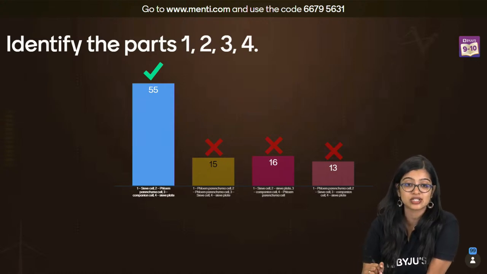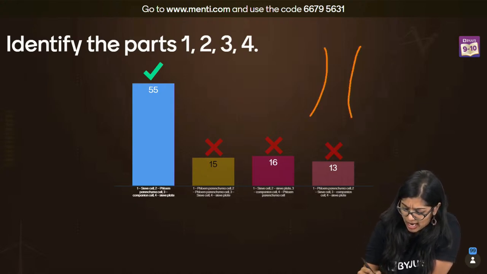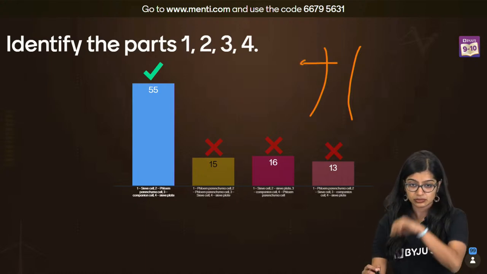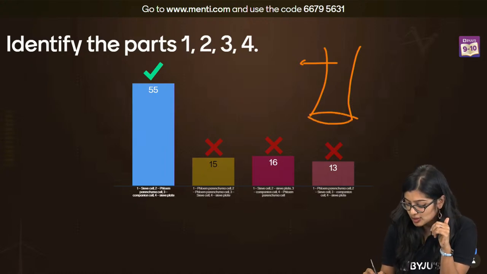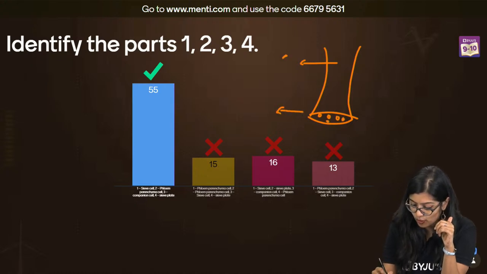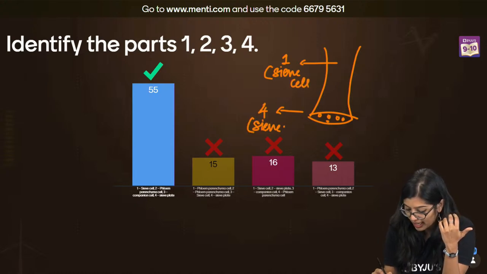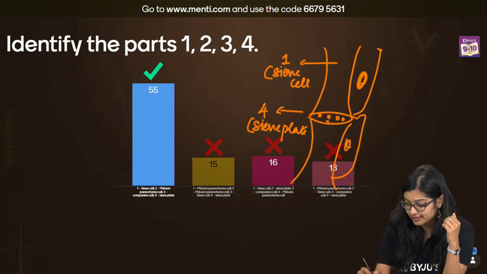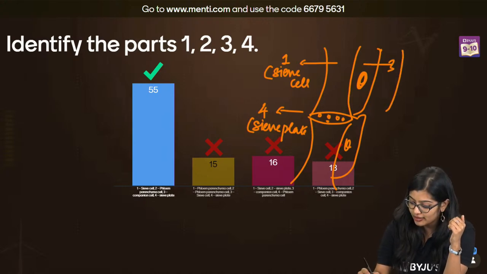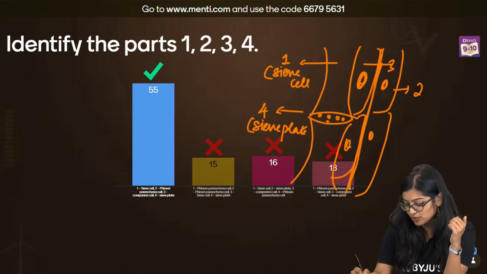No problem. This was your phloem diagram, right? When you look at it, this particular part was your sieve cell, or your sieve tube. Then this particular part here was your sieve plate, which is part 4. So part 1 was your sieve cell or sieve tube, and part 4 was your sieve plate. Along with it, we had the companion cell on the side, which was marked as 3. At the end, there were other cells: phloem fibers, and then your phloem parenchyma, which was labeled as 2.